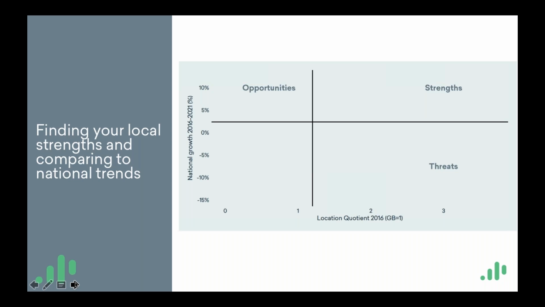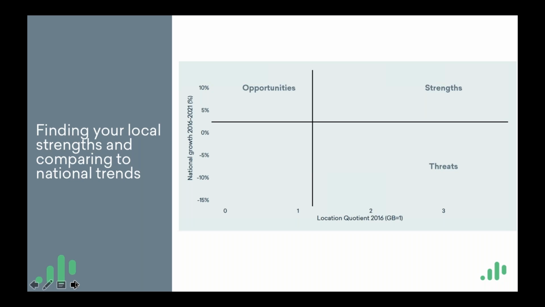What we have in front of us here is a table split into 4 quadrants. On the x-axis, you have location quotient. This is the proportion of an industry that you have locally in regards to the national average. So anything above 1.2, where you've got that vertical line, is significant. On the y-axis, you have national growth from 2016 to 2021.